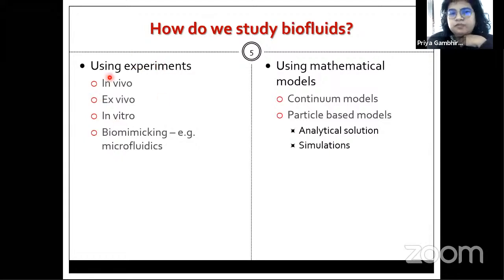So these were quite commonly used in the past. More recently, people are using something called biomimicking. It is also a kind of in vitro study, as in it is not connected to the animal. It's not within or attached to the animal of study. It is completely outside, but I list it as different because the length scales that we come across in this are quite different. I'll come to the details.